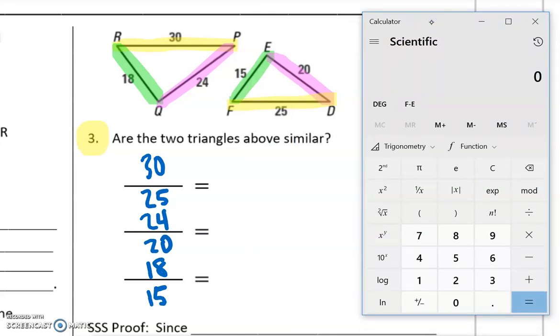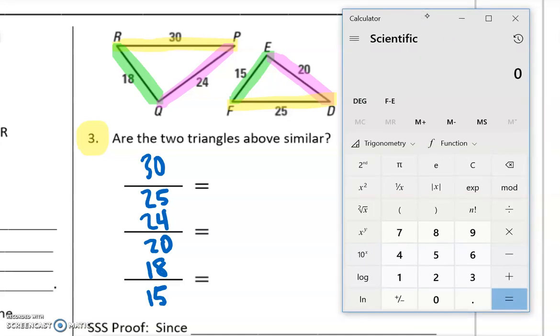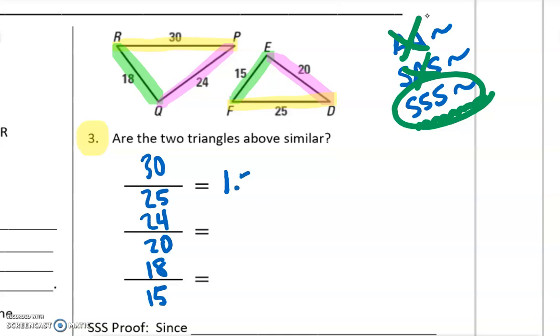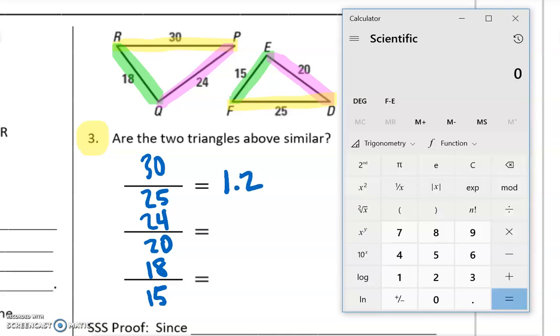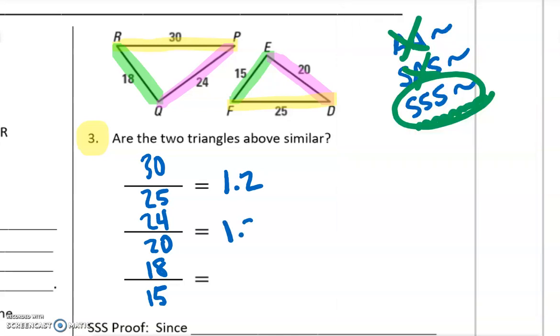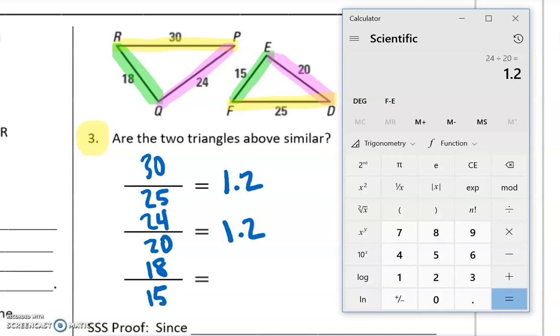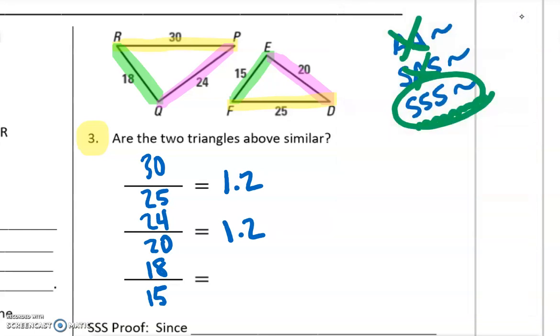How do we do that? We can very easily do that by just dividing them in a calculator. So 30 over 25, I'm just going to type in 30 divided by 25. That gives me 1.2. So I'm going to write 1.2. If these triangles are going to be similar, all of these ratios have to be 1.2. Let's check them out. 24 divided by 20. That's going to give me 1.2. Almost there. We just need to check the last one. 18 divided by 15 definitely gives me 1.2.